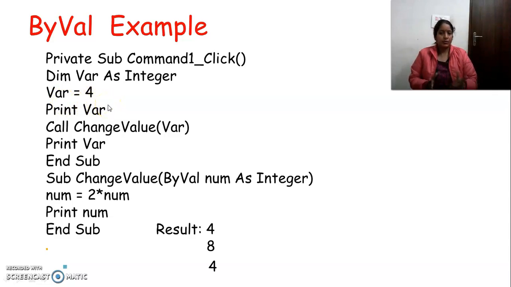That is because in this example two memory locations are used, one for var and one for num. First the value of var is 4. When the control is transferred to the ChangeValue procedure, its value is copied to num and the value gets doubled. But after the termination of this procedure, the memory location used for num gets deleted, meaning the value stored at that memory location is forgotten, and when the control is transferred back, var again retains its original value, that is 4.